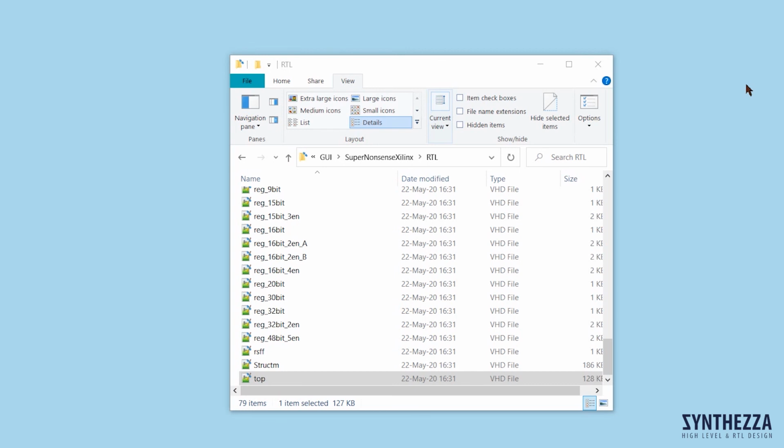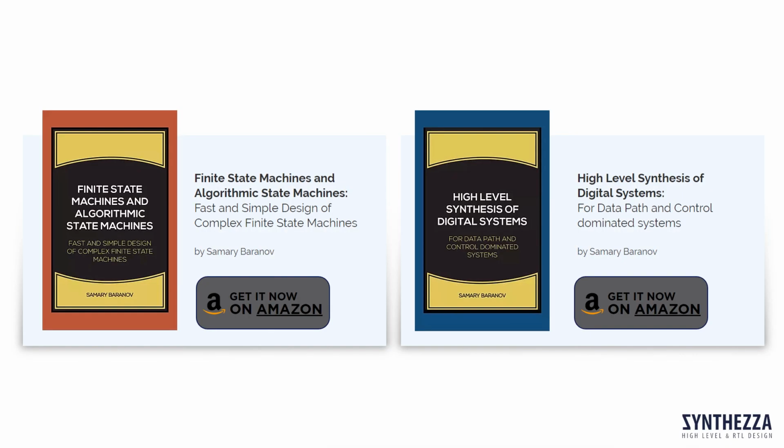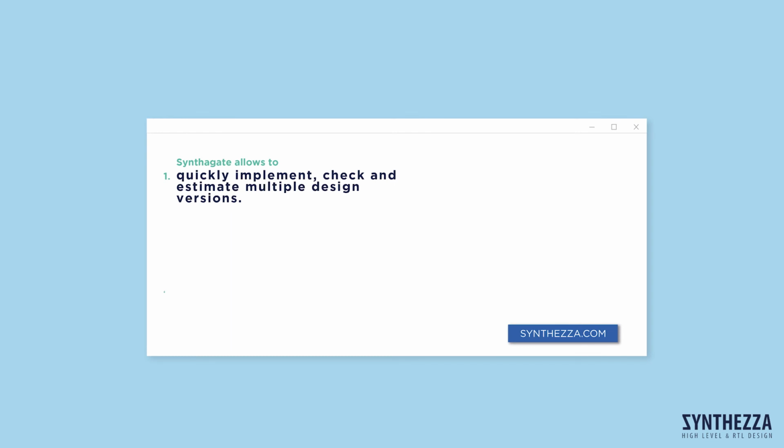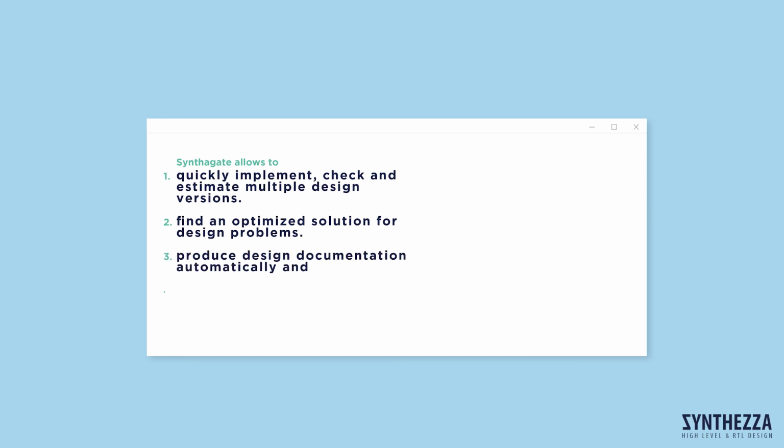You can find more about design methodology realized in Synthegate in my books Finite State Machines and Algorithmic State Machines and High-Level Synthesis of Digital Systems, available on Amazon in ebook and paperback. I would like to underline that Synthegate allows quickly implement, check, and estimate multiple design versions, find an optimized solution for design problems, produce design documentation automatically, and simplify the digital system verification problems.